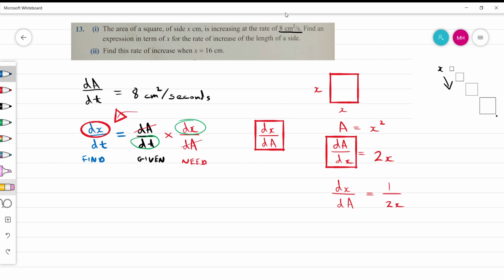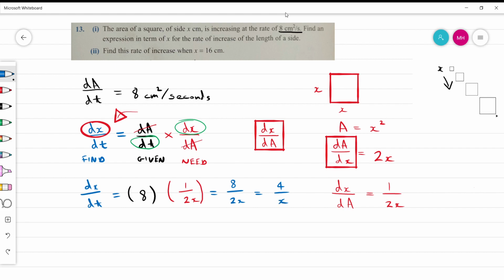So let's go back here. We know this is what we want to find, dx/dt. We've been given what dA/dt is. Okay, so we'll just fill in 8. We don't need to put in the units. And what we need, well, we actually have it now. We know what dx/dA is. It's going to be 1 over 2x. Now, we multiply across, we do it in blue. We multiply across, we'll get 8 over 2x. Simplify, 2 goes into 8 4 times, we just get 4 over x.